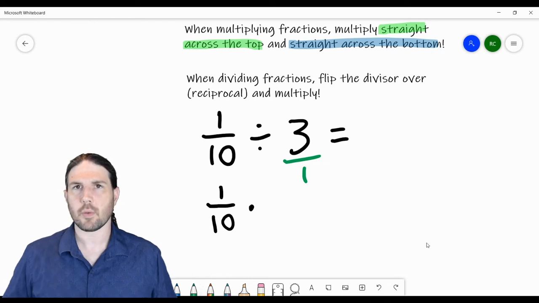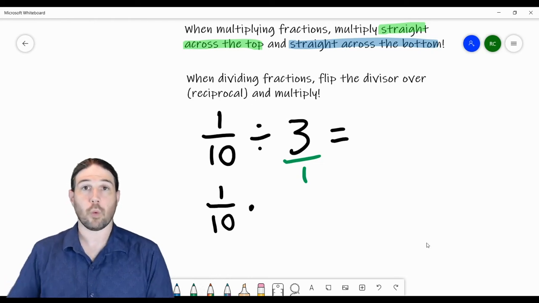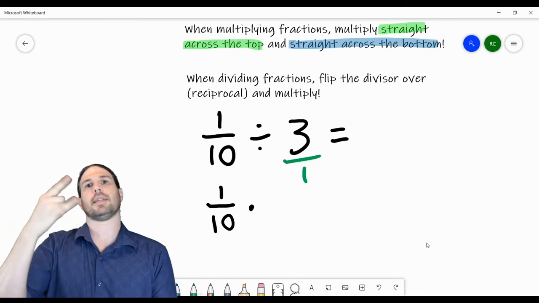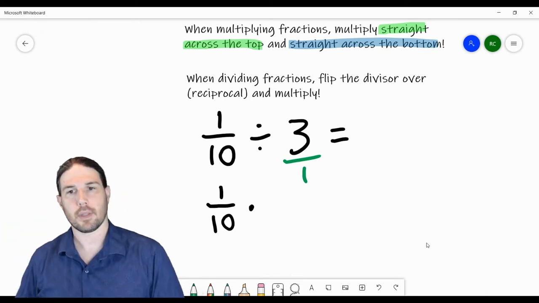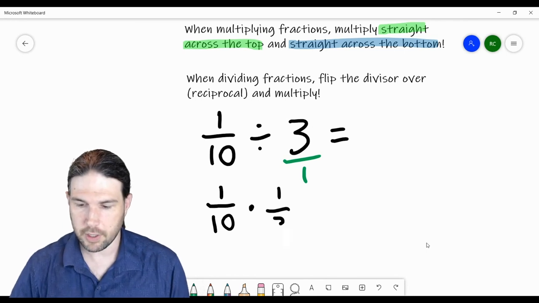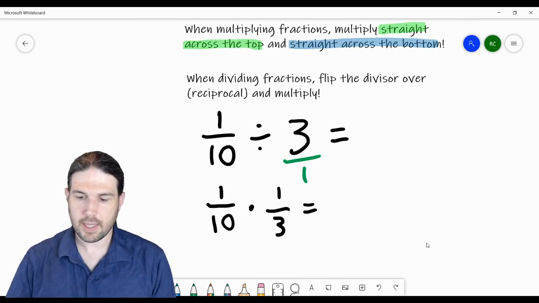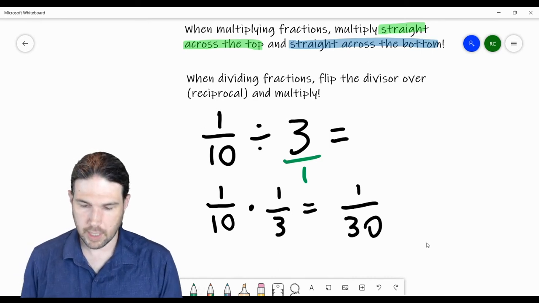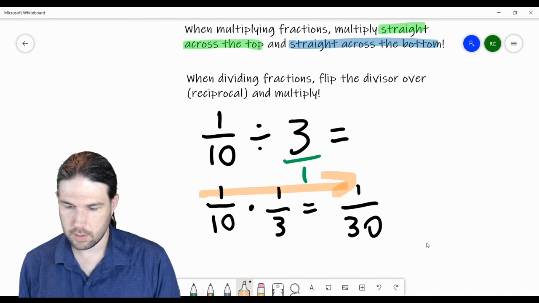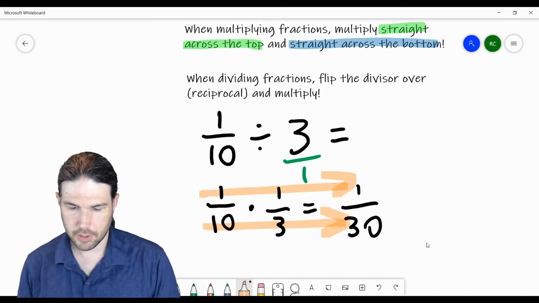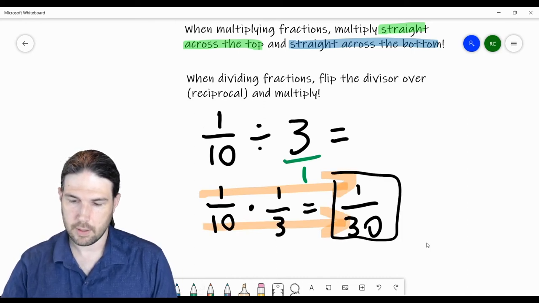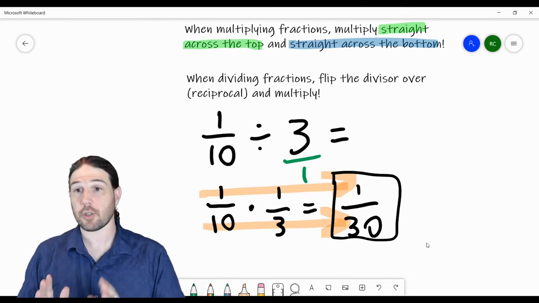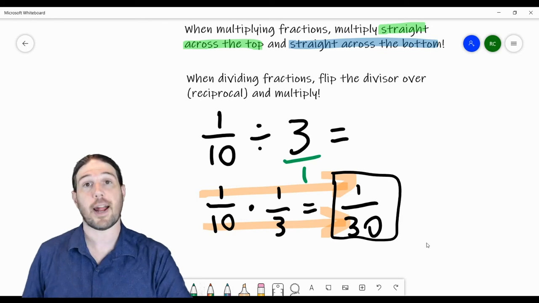Well, let's see. What's the reciprocal of 3/1? I use this kind of hand signal with my students to get them to flip the fraction over, right? So it's times 1/3, and that equals 1/30, right? 1 times 1 is 1. 10 times 3 is 30. 1/30 is my answer.